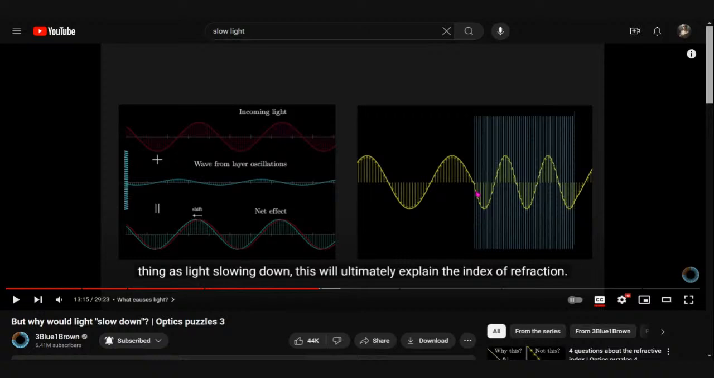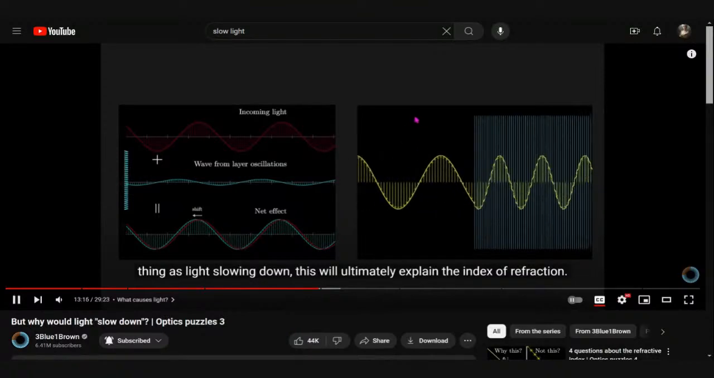The speed of light has slowed down a little bit in here. Now, if we didn't have any more layers, then the effect of the first plane would disappear, but the red would continue as before, and that's why the speed of light would go back to normal. That is what happens as it leaves. As it leaves, it goes back to the normal speed of light. Let's see what he says. Slowing down, this will ultimately explain the index of refraction.